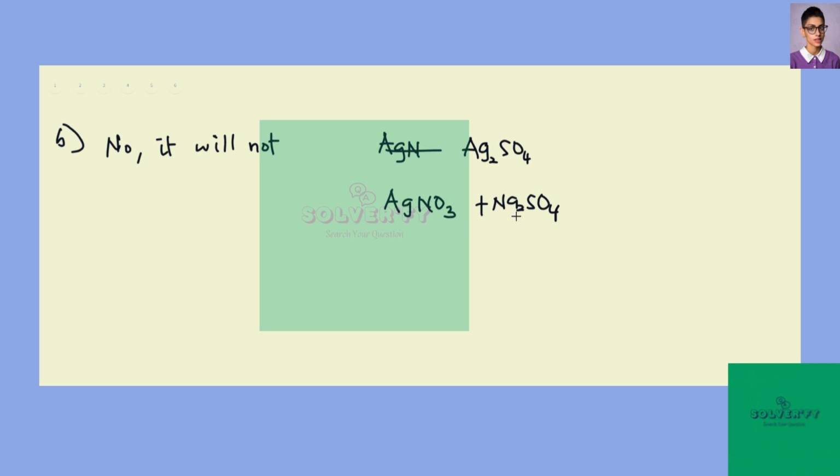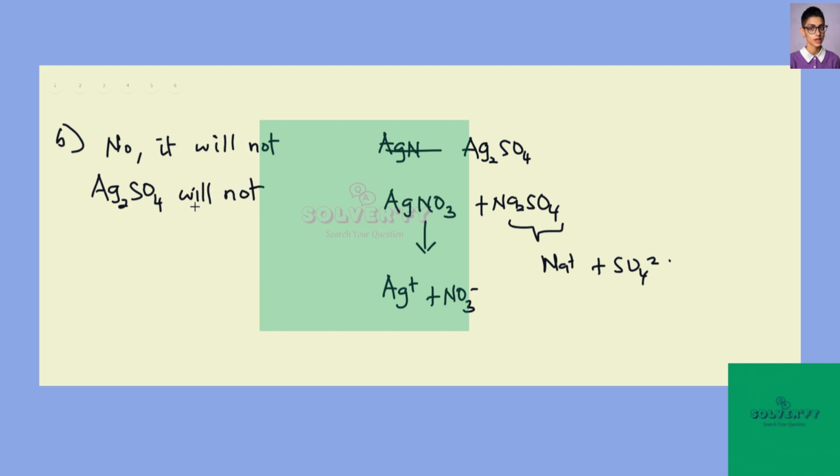But because we are adding sodium sulfate, we don't have any common ion with silver nitrate, because silver nitrate dissociates to produce silver ion and NO3 minus, and sodium sulfate dissociates to produce Na plus and SO4 2 minus. So they don't have any ion in common. So silver sulfate, Ag2SO4, will not precipitate.